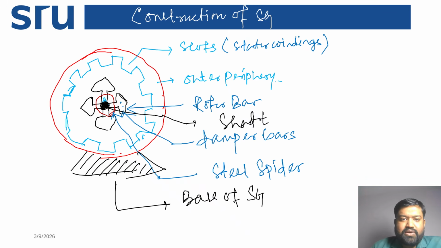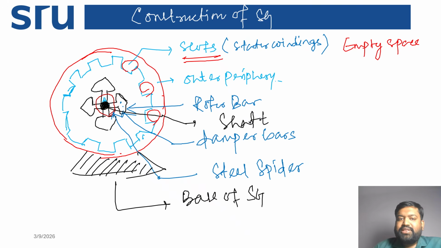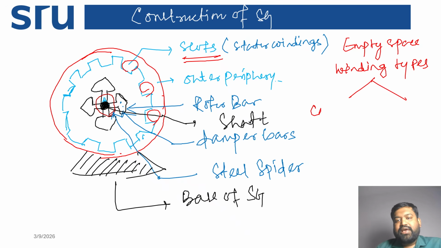Initially, I just want to explain what a slot is. Slots are nothing but empty spaces. You see, there are some empty spaces, and in between these spaces you can put the conductors. Then if you are putting the conductors, generally two types of windings are available. We will discuss the winding types in detail in the next class. One is concentrated winding, and another one is distributed winding.